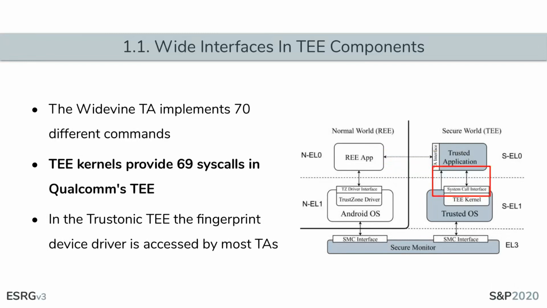The second way TE interfaces might lower the TE security is by having the trusted OS providing trusted applications with access to too many system calls.